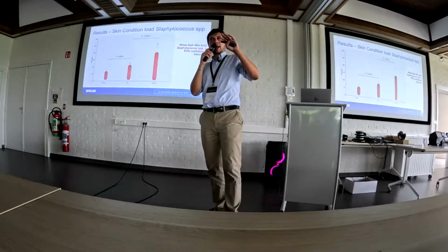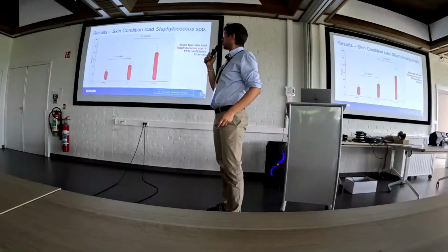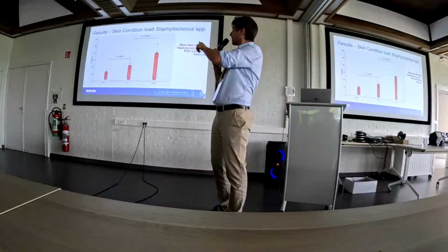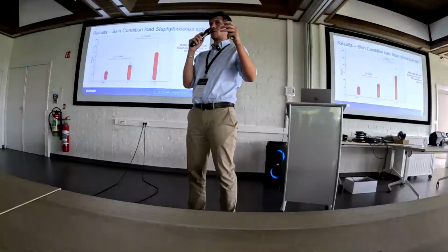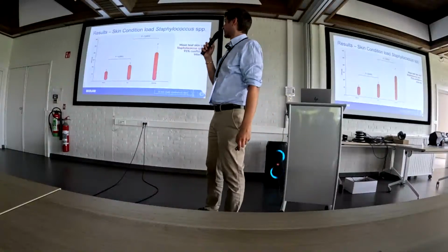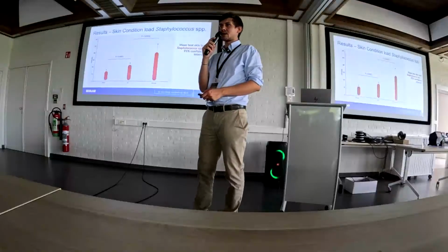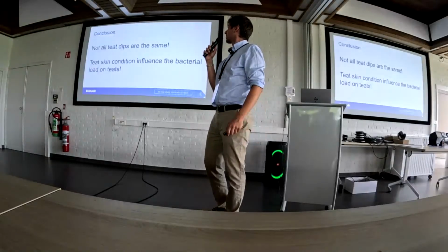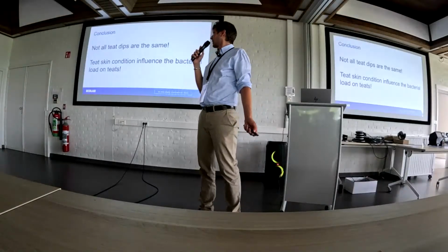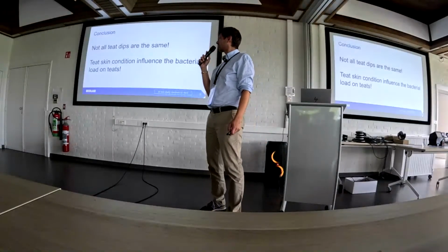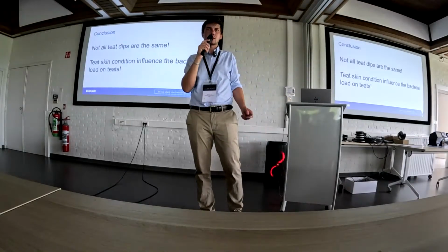In terms of correlation between bacterial load and teat skin condition, for Staphylococci species we observed that the drier the teats are, the higher the amount of bacteria you have on the teats. That was also done with Streptococcus species, and the outcome was the same. So the conclusion again: not all teat dips perform the same, and we can see a real influence of teat skin condition on the bacterial load on the teats.